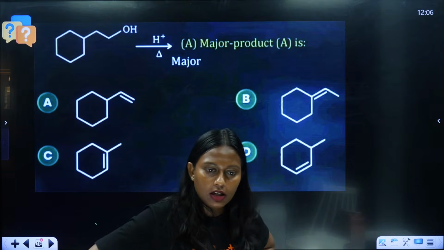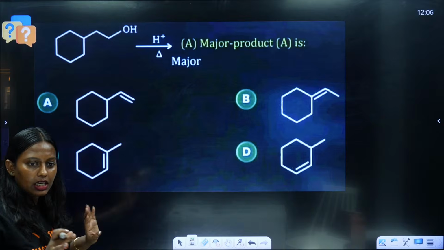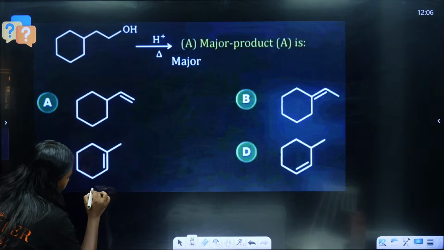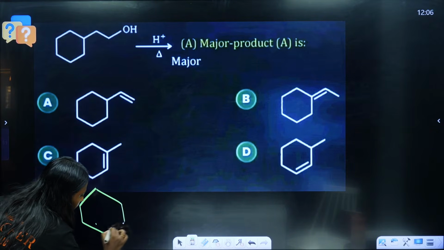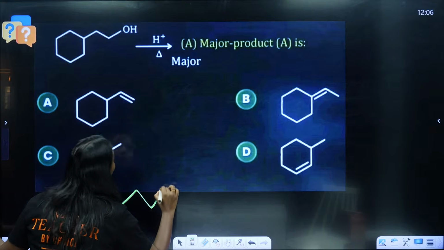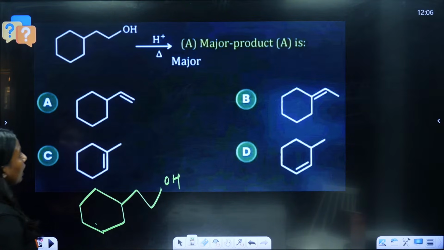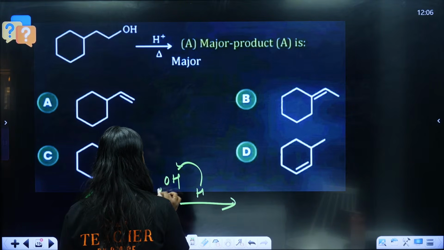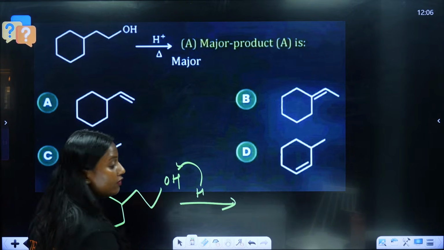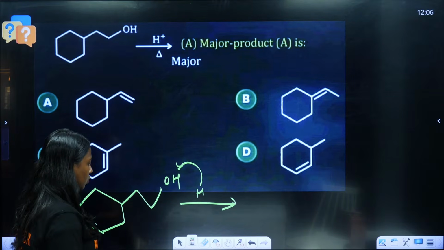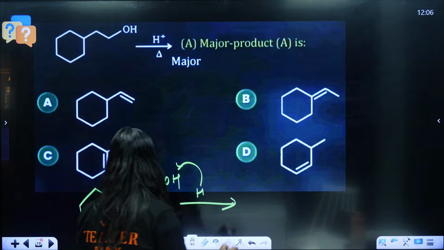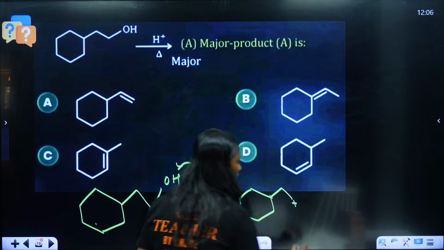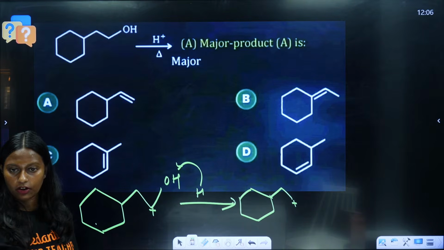Okay, we can start. So I can see B, C. Let me check. So here our reactant is OH. What will happen? H will attack, so OH will go. So carbocation will form. So I am writing the carbocation. It is visible, right? Carbocation will form here.